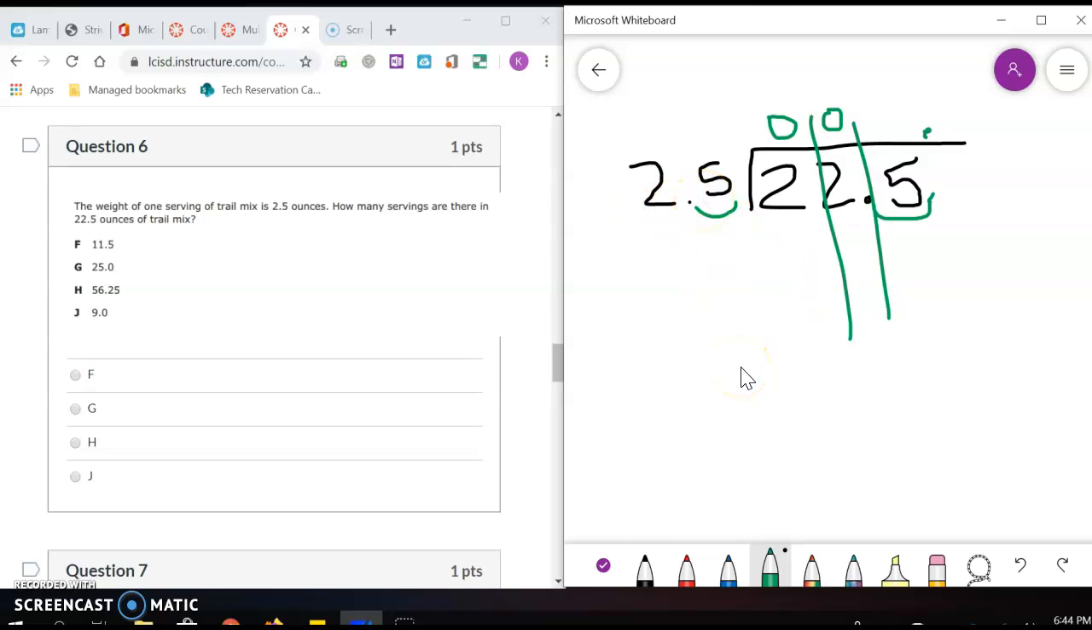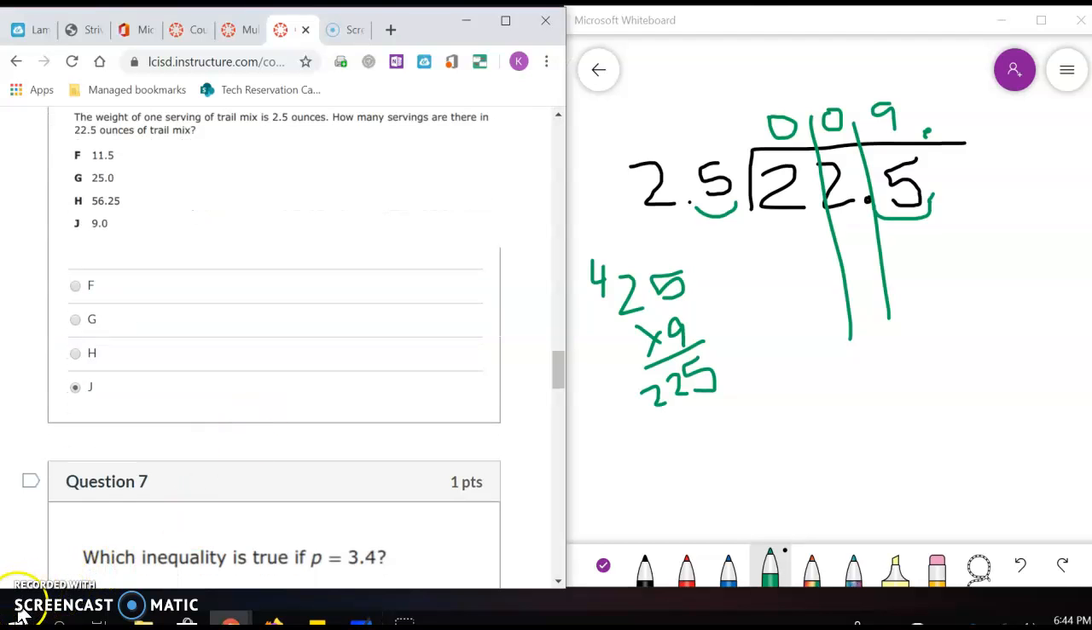So we know 4 quarters would be $1.00. So if we have 225, that's 8 quarters and 1 more, or 9. But you can always guess and check your work if you don't like thinking of money. Either way, that would give us exactly 225. So we are going to make 9 servings of trail mix.